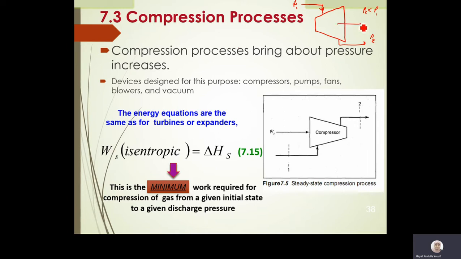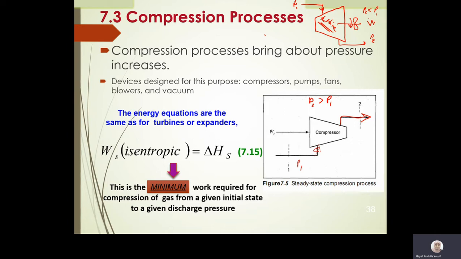And as a result, you get work that comes out of the turbine. This is how it is with regards to the turbine. Now, when you look at the compressor, you can see just the opposite. You have the inlet at the bottom, at P1, and then you get an increase in pressure, and that's why P2 is greater than P1, because it's a compression device.